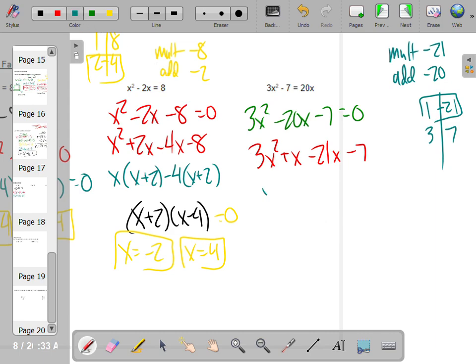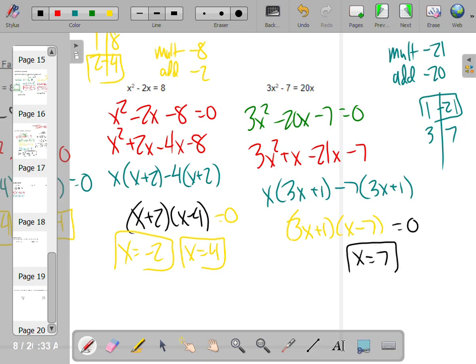Find the GCF. x. 3x plus 1 minus GCF 7. 3x plus 1. See, that's plus 1 because if I distribute negative 21x minus 7, that's awesome. Okay, so 3x plus 1 is a shared factor, and then x minus 7 is the other factor. When do they equal 0? Well, this one's easy, when x is 7.